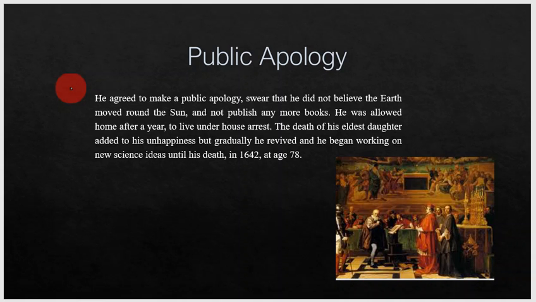And the death of his eldest daughter added to his unhappiness. But gradually he revived, and he began working on new scientific ideas until his death in 1642. He died at the age of 78. And this is a portrait of him, making a public apology. He was right, but what he was right about was poking holes in the Bible and in the church's influence. So therefore, they didn't like that and they stepped in.